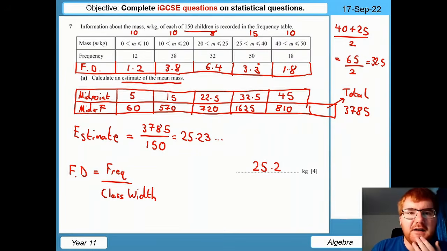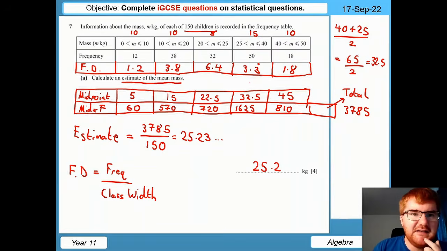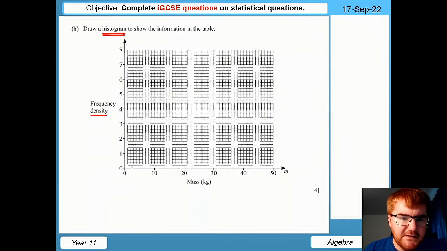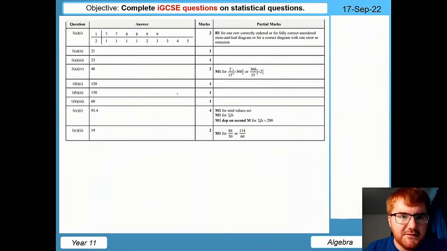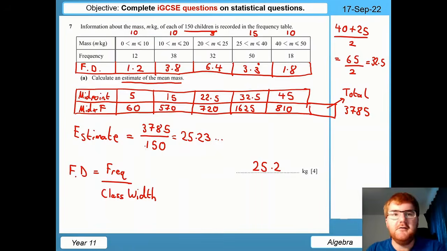So this gives us the height of the bars. Remember, it's a histogram, so the bars go next to each other because we're working with continuous data. So all we do is go over to the other side, and we're going to go between 0 and 10 because that's the width here, and we want to go up to 1.2. So go between 0 and 10. Now always look at the scale carefully here. Notice we're going up in 0.2s: 1.2, 1.4, 1.6, 1.8. So we need to draw a bar across here and downwards between 0 and 10.